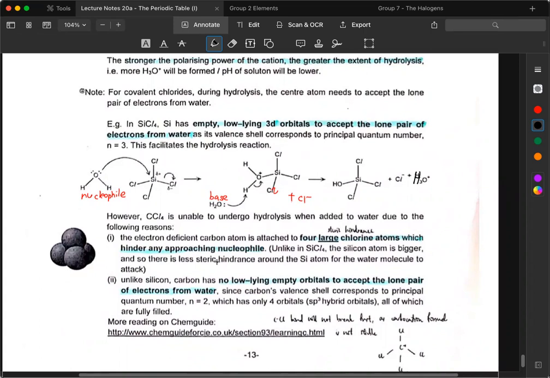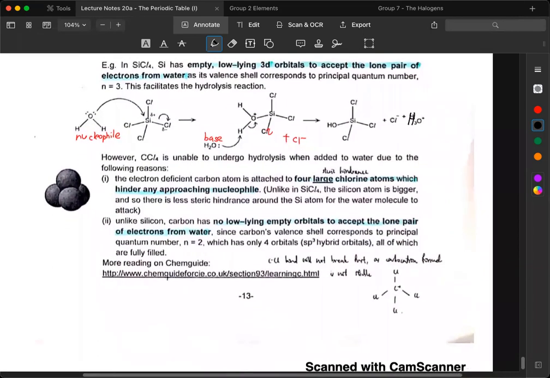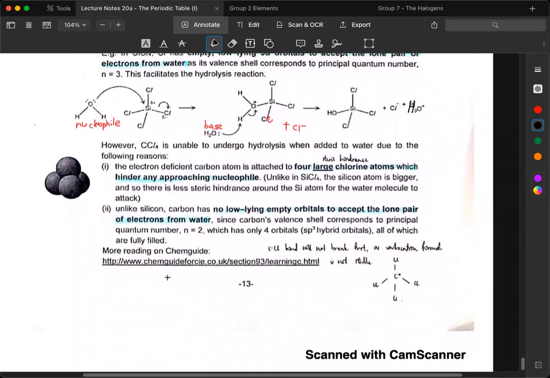So for silicon tetrachloride, there's actually less steric hindrance for the nucleophile to approach. For CCl4, it's very hard for the nucleophile to come in because of the hindrance by the chlorine atoms, which are relatively large compared to the carbon. Another point is there is no low-lying empty orbital to accept lone pair electrons from water, since carbon's valence shell corresponds to principal quantum number 2, only 4 orbitals, all fully filled. And that's it for this first part.